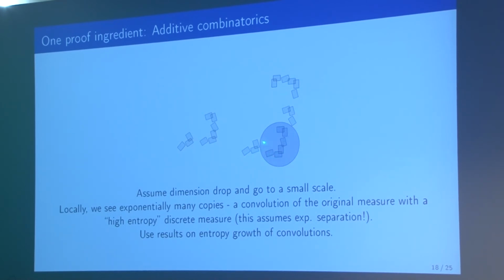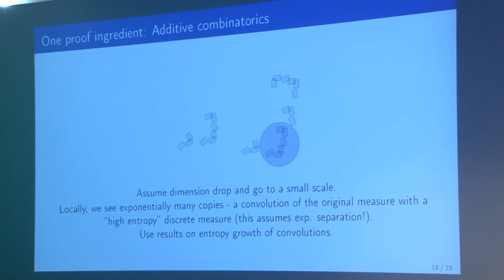Not just lots of them, but exponentially many. Exponentially many in the scale that I'm looking at. And so now, if all these guys are translates of each other because they're pointing in the same direction, and I have exponentially many of them, and I have a measure on each of them, then the measure that I see here is actually a convolution of the measure on one of them, and an atomic measure which has exponentially many atoms. And exponential separation will tell me that those atoms are not too close together.